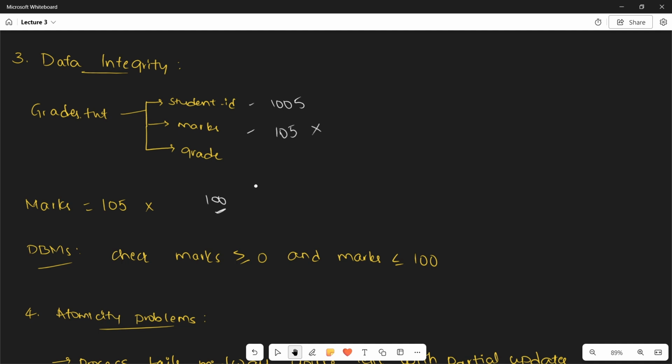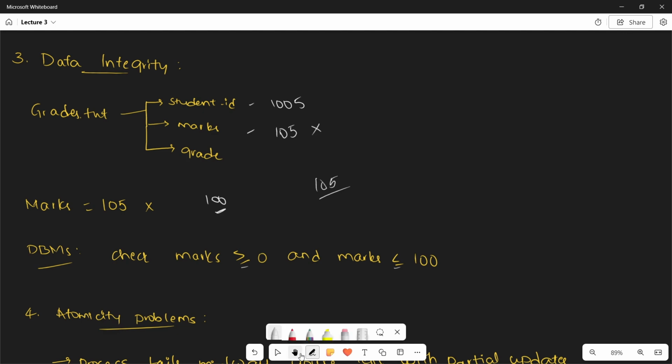We can use constraints like check constraints which make sure that the marks are greater than or equal to 0 and less than or equal to 100. That means if I try to enter 105, it shows an error because a rule has to be followed here. A constraint and a rule has to be followed here. You got the point, right? So DBMS maintains the data integrity, whereas file system cannot maintain the data integrity.